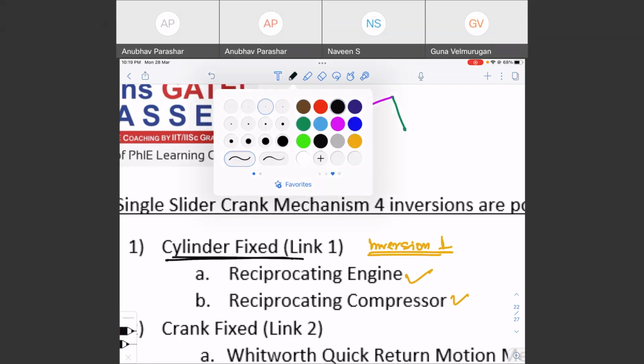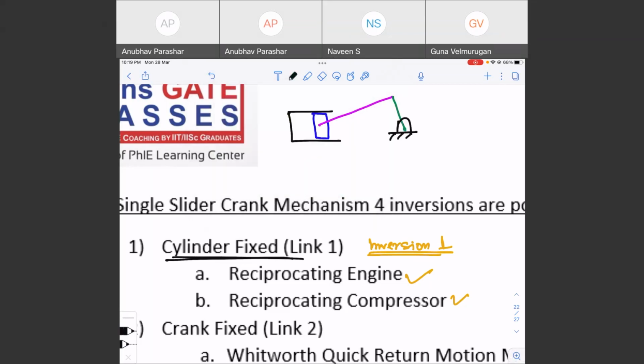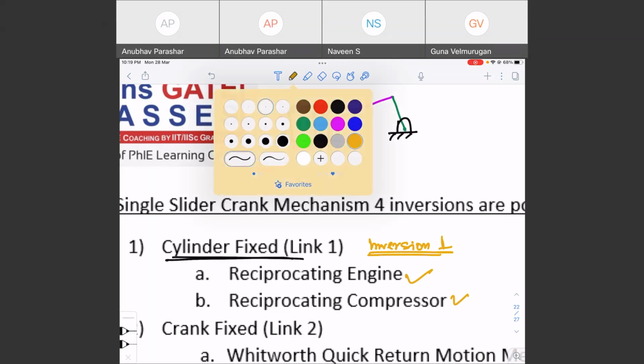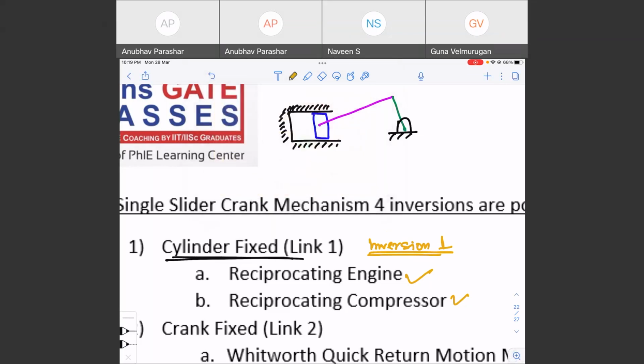So here what I have done is I have fixed the cylinder. So this is our first inversion. I fix the cylinder, right? So now you will have one input link and you'll have one output link.